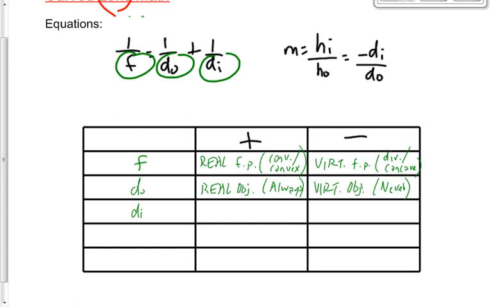What about di? You can cheat here, right? You guys can look back at your chart that you did for your mirrors, and it's the exact same things we're going to fill in here. di is positive when you have a real image, and di is negative when you have a virtual image. When do you have a real image? Well, sometimes you have a real image for a convex lens or a converging lens, but not always. When do you have a virtual image? Sometimes it's a virtual image for convex lenses. It's always a virtual image for concave lenses.